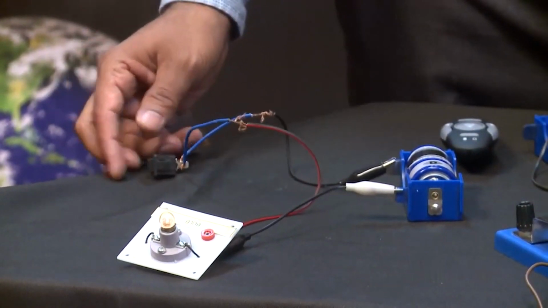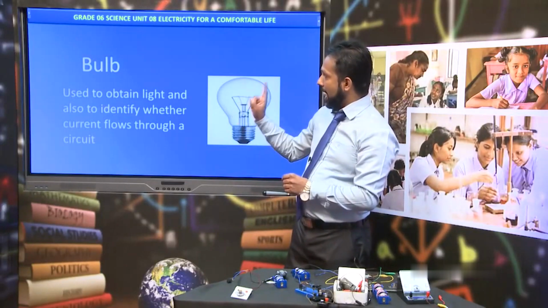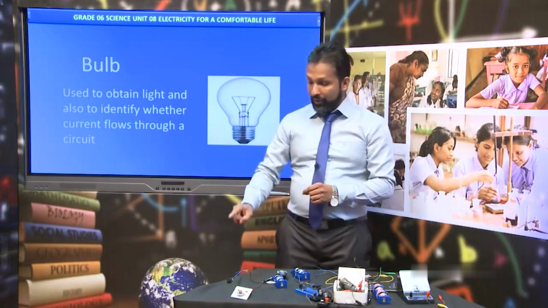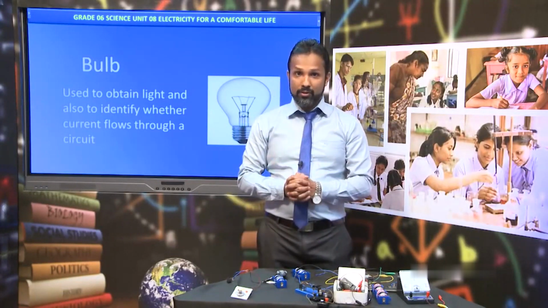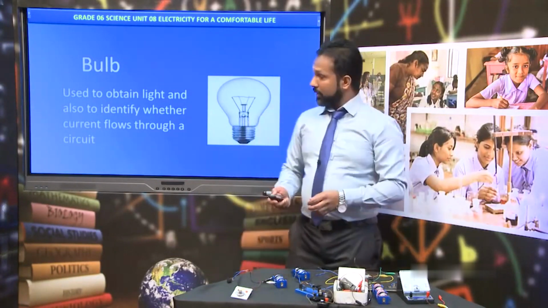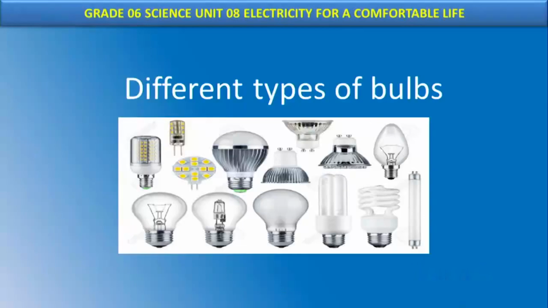As I told you, we use bulbs to obtain light and also to identify whether the current flows through the circuit. This is what we use a bulb for. Let's focus our attention on different types of bulbs. You can watch. You have seen these bulbs in the market.